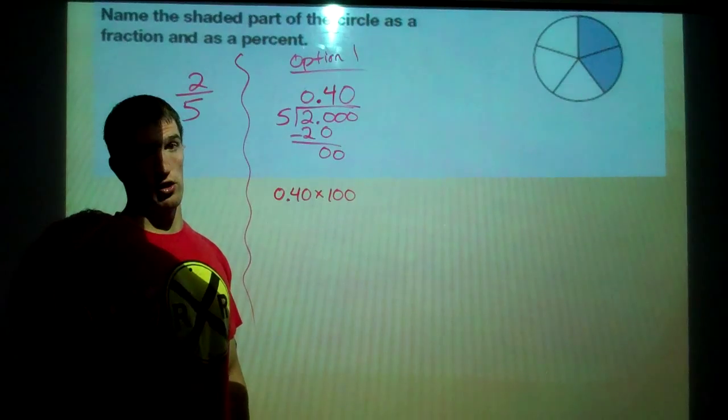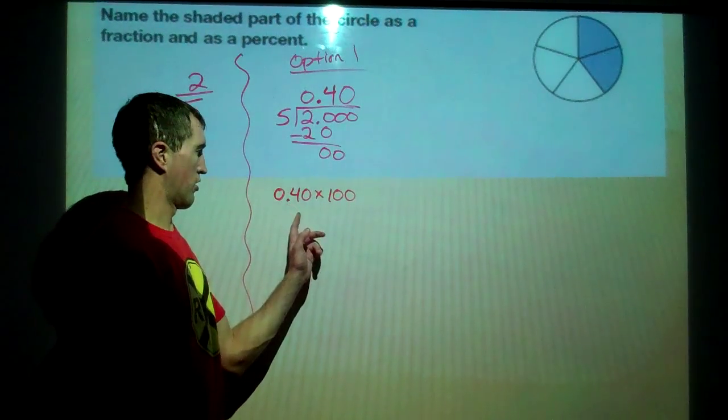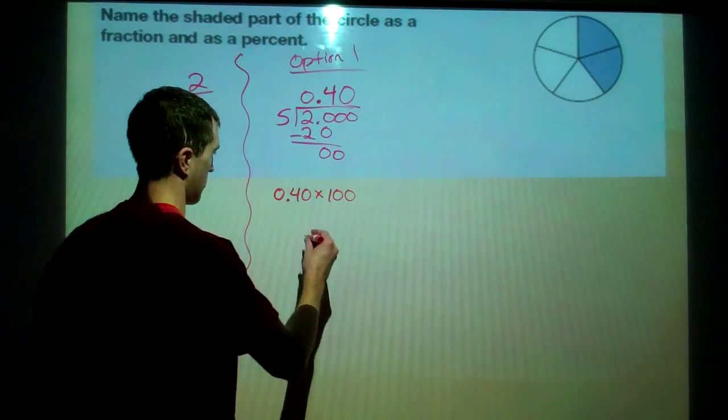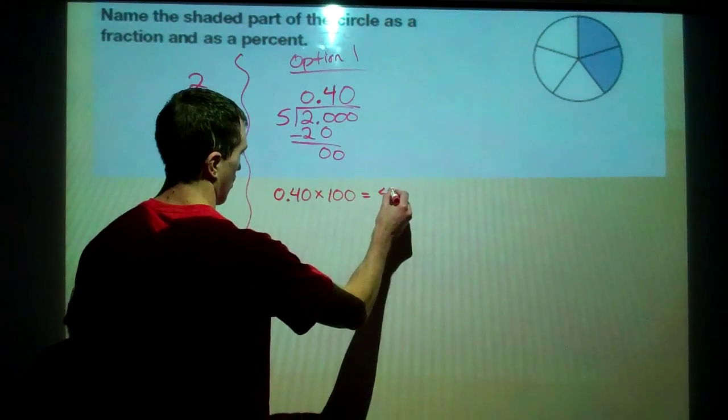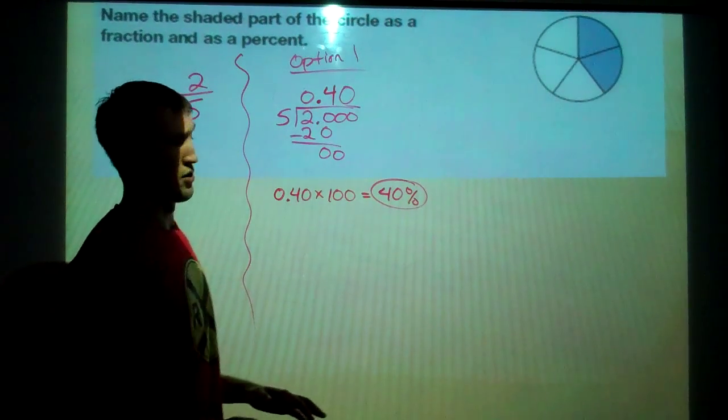You could put that on your calculator if you want, but when you multiply by 100, it's just moving your decimal over 2 spots. So this is 40%. So that's one way to do it.